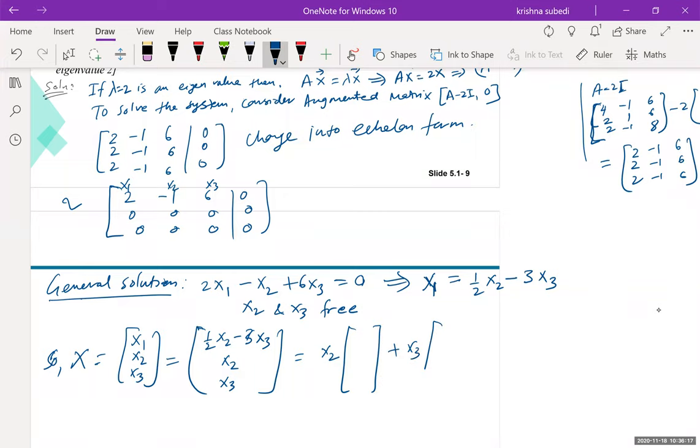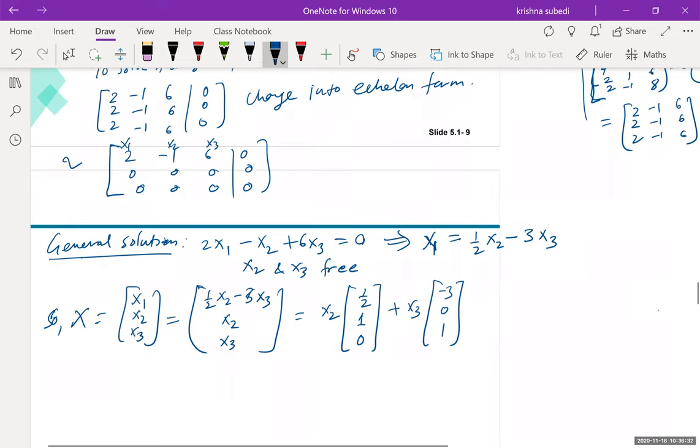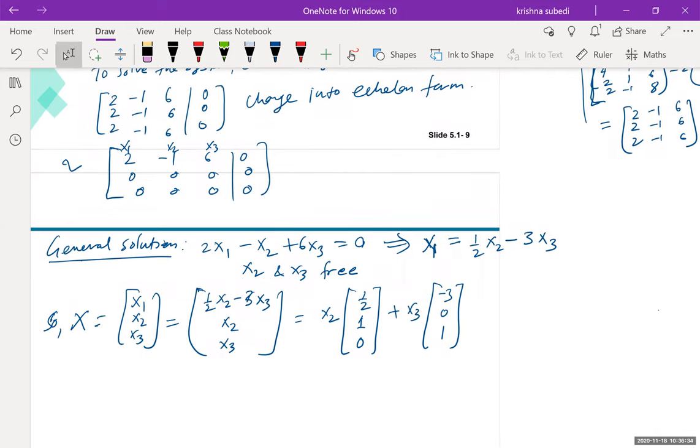I can write this as x2 times the vector half, 1, 0, plus x3 times the vector negative 3, 0, 1, and x2 and x3 are free. So we need to find the basis for the eigenspace. Let me denote these vectors by V1 and V2.